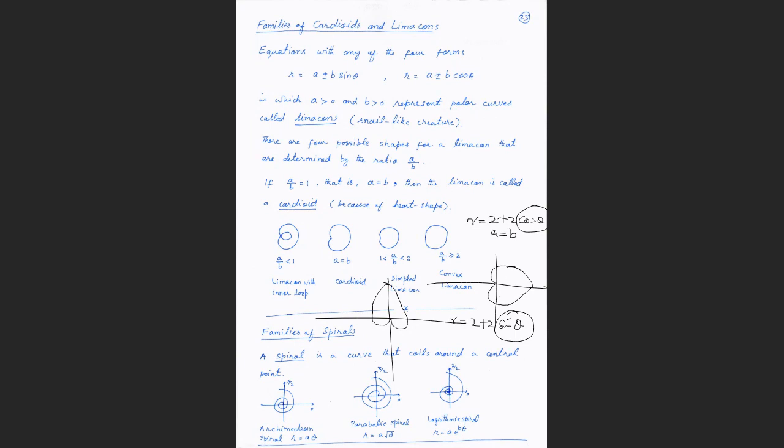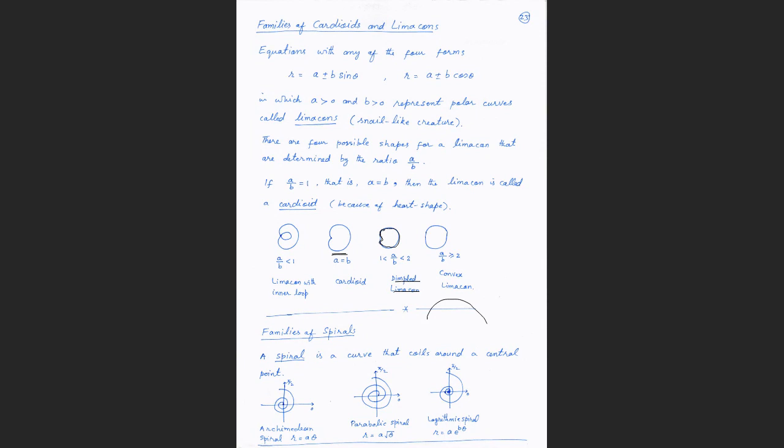Similarly, you have the dimpled limaçon. Dimple means a small hole, you can say. So this is the small hole. It is like the heart, but with a little dent. You can say this is the heart, a big curve here, but the dimple will be like this one, like an apple shape. So this is the dimpled limaçon.